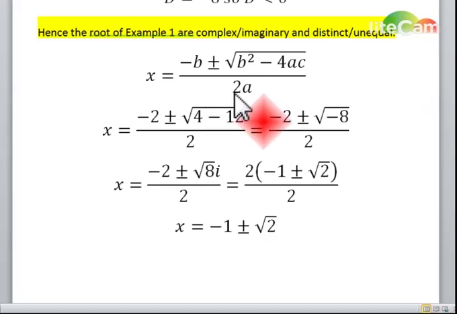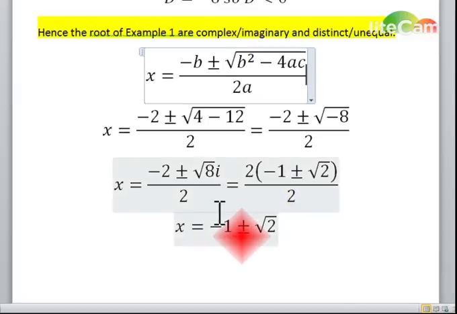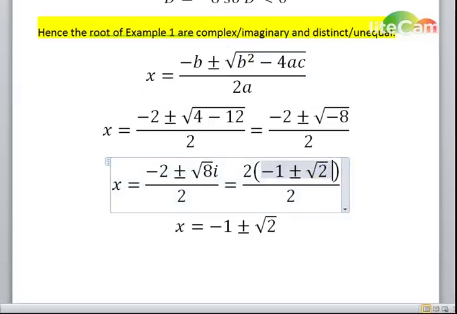So 4 minus 12 becomes minus 8, and as we know that iota is equal to under root minus 1, so under root minus 1 is replaced by iota, and we take common from the numerator, and 2 is cancelled here, and here we see that we have two roots. Sorry, I missed the iota term here.